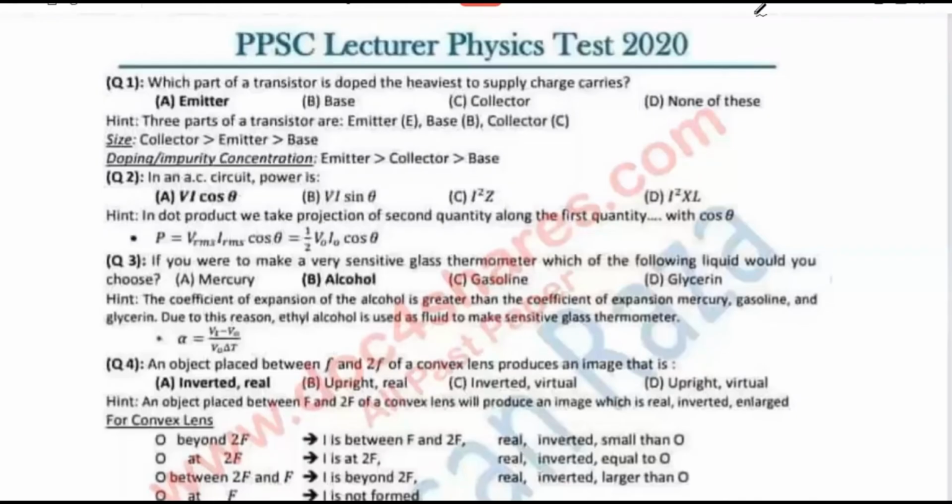Today we are going to solve the past paper PPSC lecturer physics test 2020. Our first MCQ is: which part of a transistor is doped the heaviest to supply charge carriers? The options are emitter, base, collector, none of these. The answer is A, emitter.